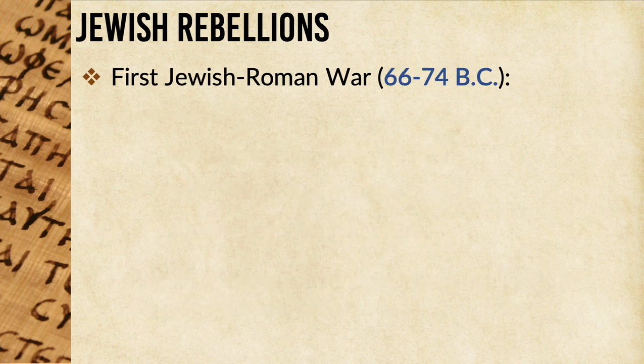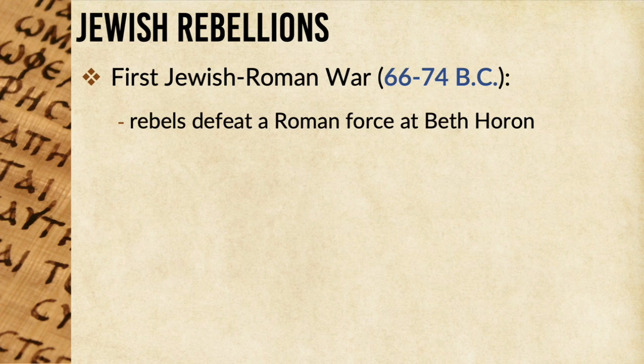Again, 66 to 74 AD. I'll try not to say that again. Let's just all remember that. The rebels are able to defeat a Roman force at Beth Horon. You may remember when we talked about the Maccabean revolt, that there was a significant victory of the Maccabees, those Jewish rebels, under the Seleucid rule at Beth Horon. So yet again, we see a battle at Beth Horon. This time the Romans are defeated.